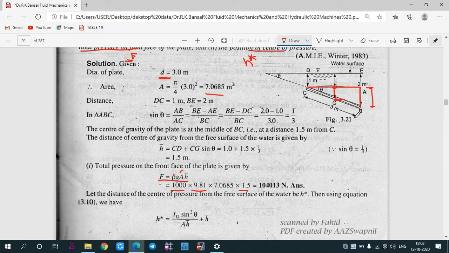So for that we require what? We require this particular triangle. As you can see, there is an angle theta. So sine theta will be what? Sine theta will be perpendicular AB upon hypotenuse. So the hypotenuse is what? CP. So this is the sine theta value.